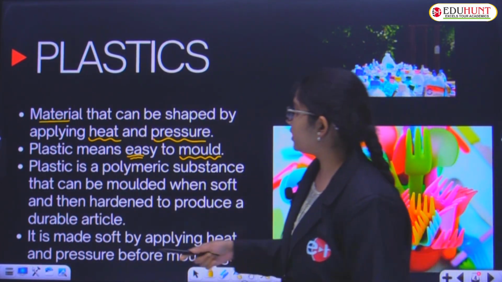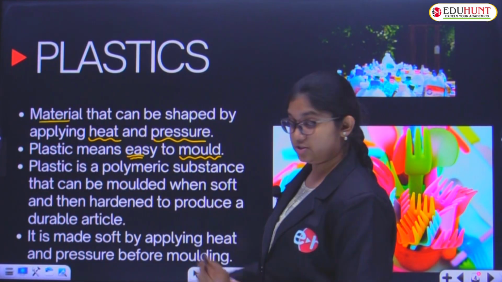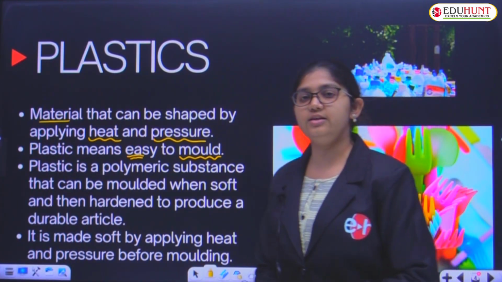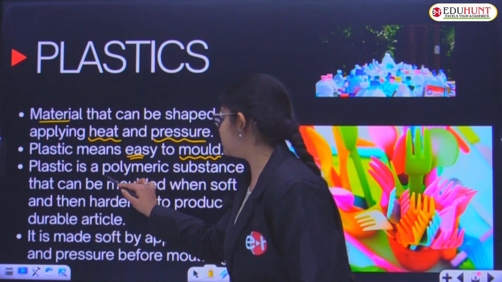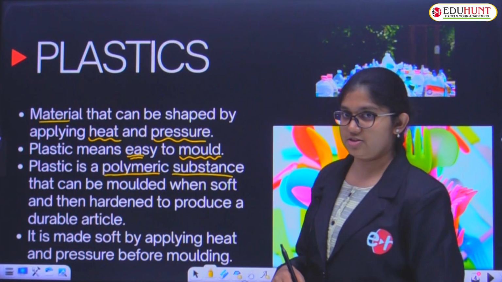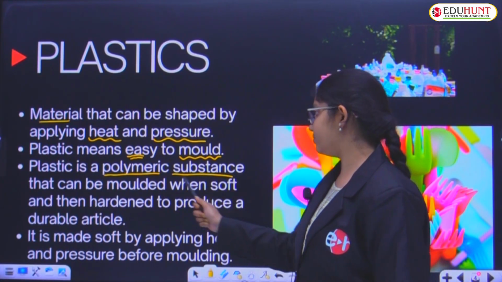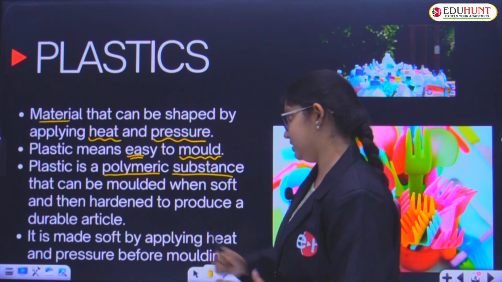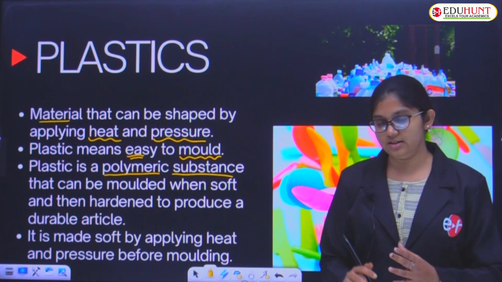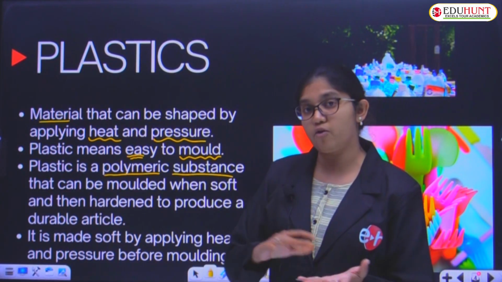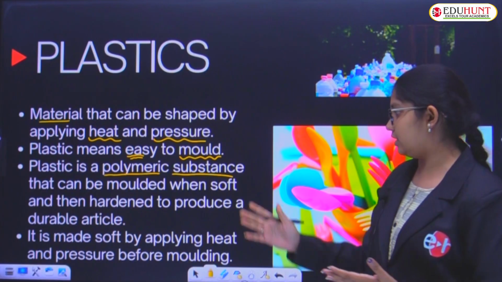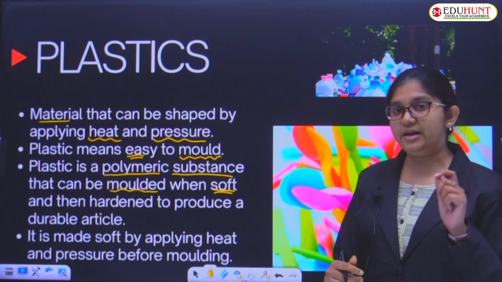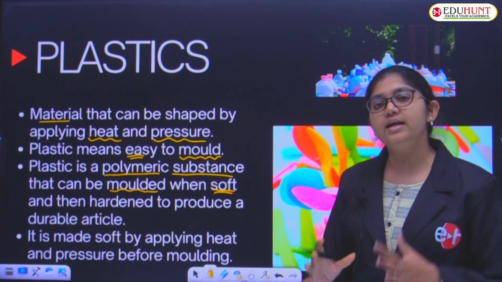Next. Plastic is a polymeric substance. You know what is a polymer? The group of monomer units linked together is a polymer. So plastic is a polymeric substance that can be molded when soft and then hardened to produce a durable article. So what happens, children? They take a plastic, they apply some amount of heat to soften the particular plastic material. Here they gave the word: they can be molded when soft. When the material is soft, by applying heat, then only they can mold.